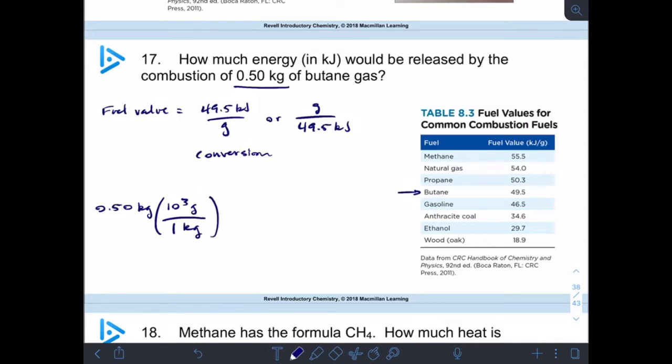So now I've got grams on top here, and I cancel out my kilograms. I want to write my conversion factor with grams on the bottom: 49.5 kilojoules per gram. We're going to find that that gives us, to 2 sig figs, 2.5 times 10 to the 4 kilojoules of energy.